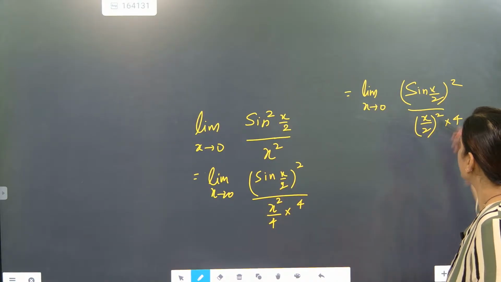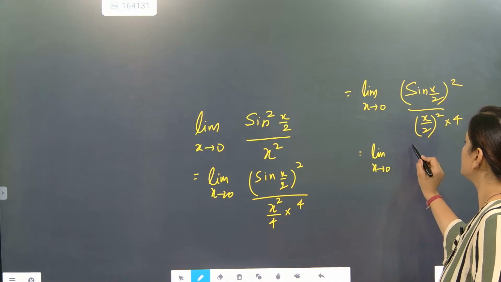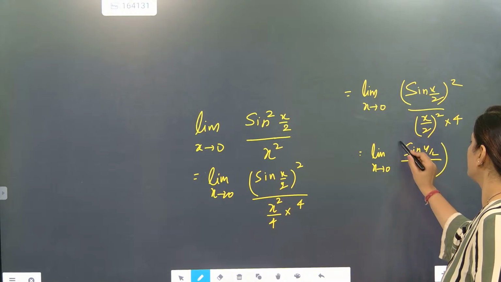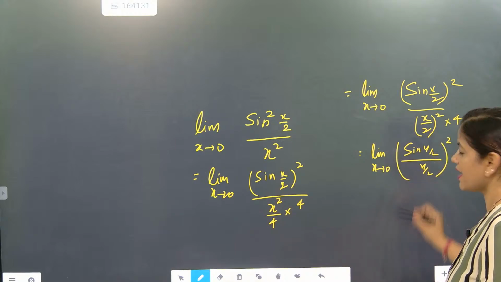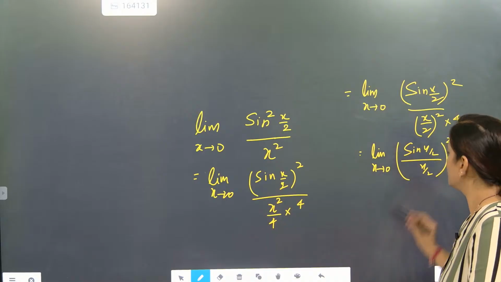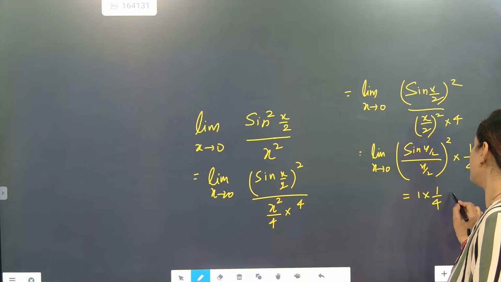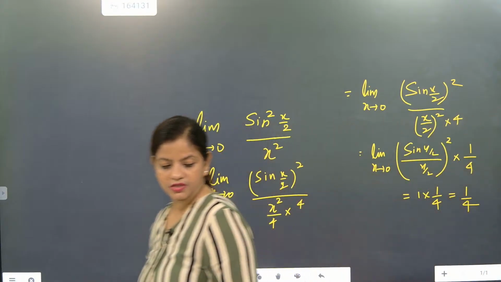Now, beta, we will take it like this: limit x tends to 0 of sine x by 2 by x by 2, whole square, into 1 by 4. So as per our formula, this section will become 1. So it will become 1 into 1 by 4, and the answer will come as 1 by 4. Did you get how to solve these questions?